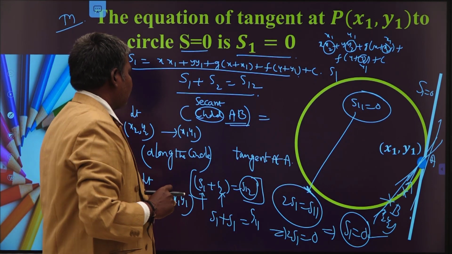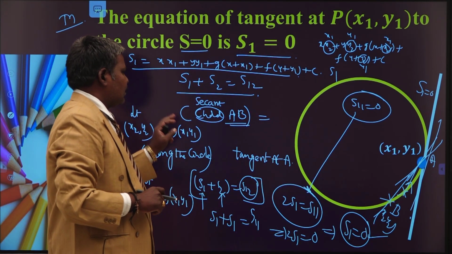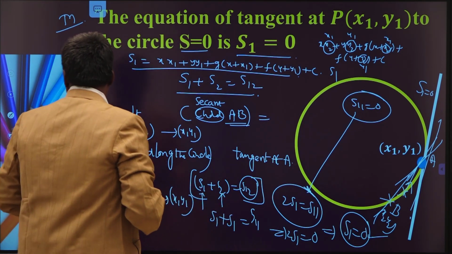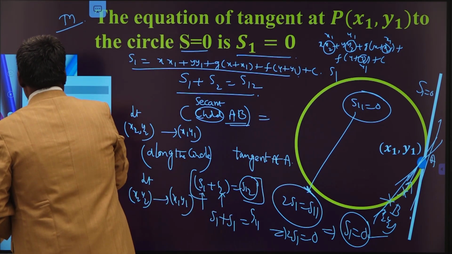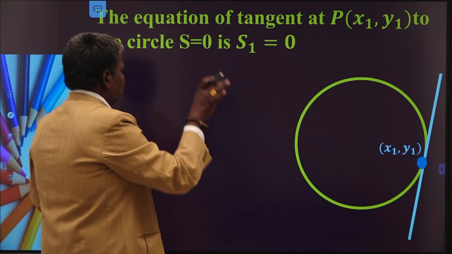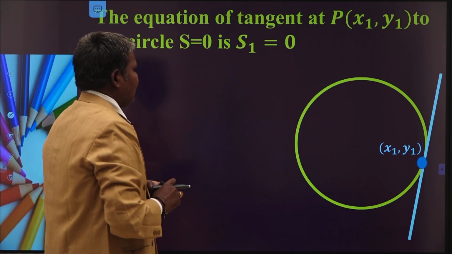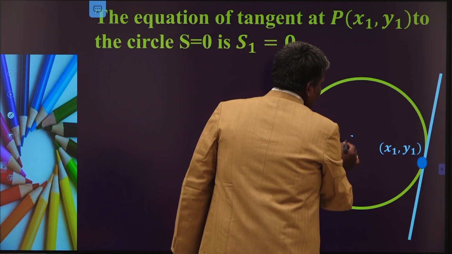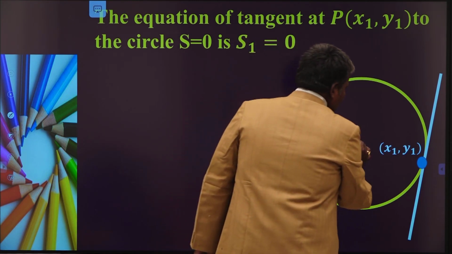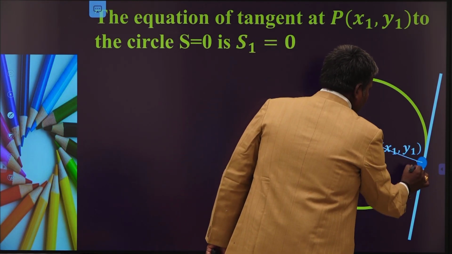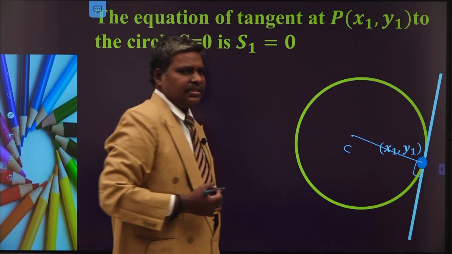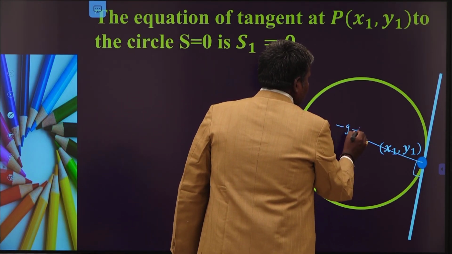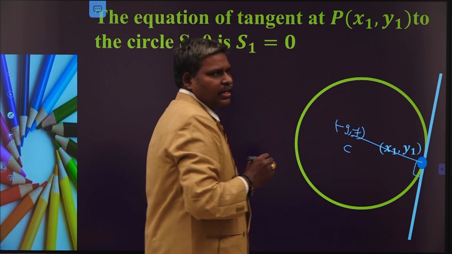Very, very important proof. Without using this geometrical method, we can do one more way also. Let us do in this manner. Suppose we have to find out the equation of tangent at this point to the circle. This is the center of the circle. If you join the center to the point of contact, what is the angle here? This is 90 degrees. So what are the coordinates of the center? Minus g comma minus f. Did you get the idea or not?